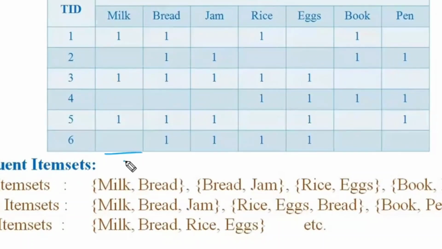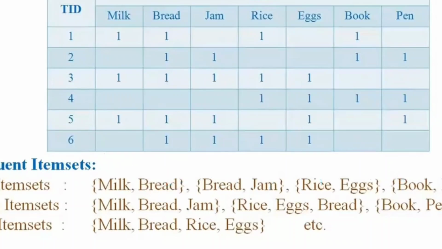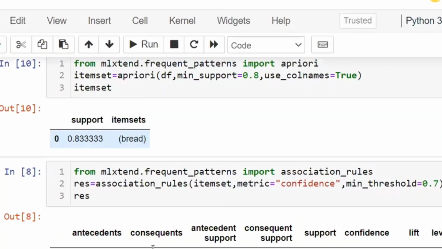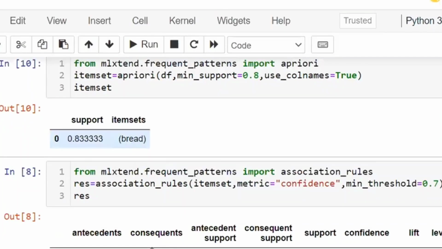This one was repeated 3 times. This was repeated 4 times. 3. Sorry, this is 5. This is 4. This is 4. And this is 4. And this is 3. And this is 3. This one was repeated 5 times. 5 divided by 6 is 0.833. That is the reason it is giving the bread. 5 by 6, 5 transactions out of 6 overall. So bread is getting sold more.